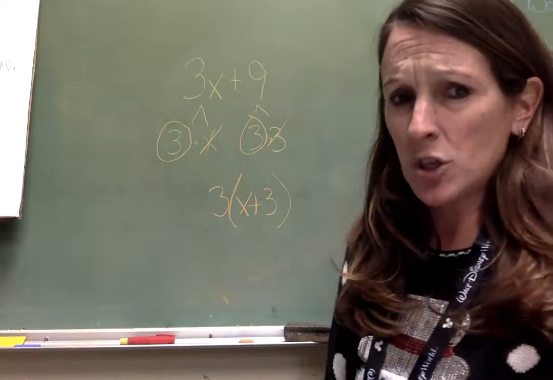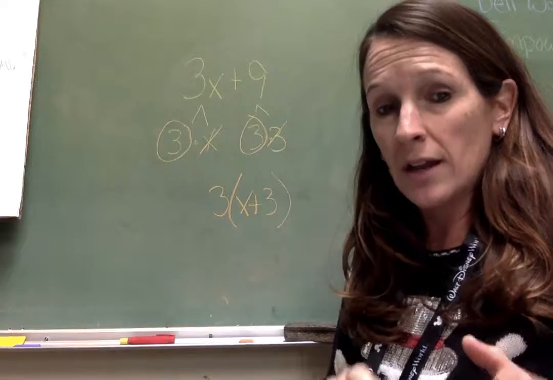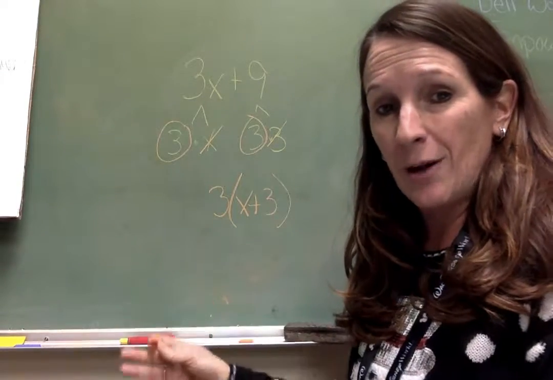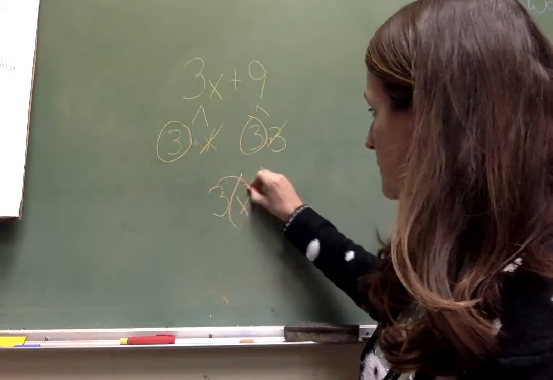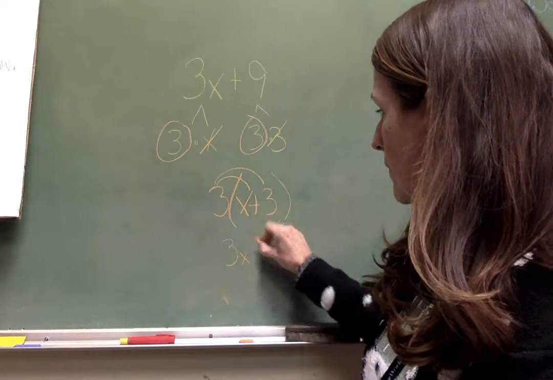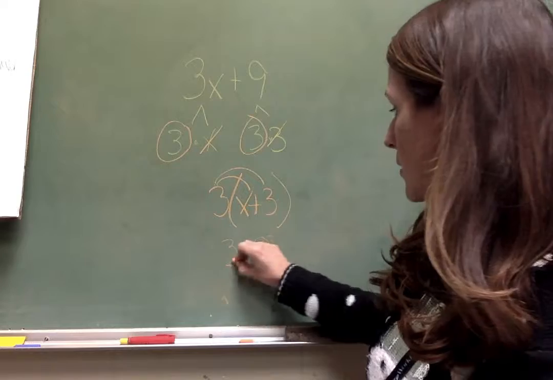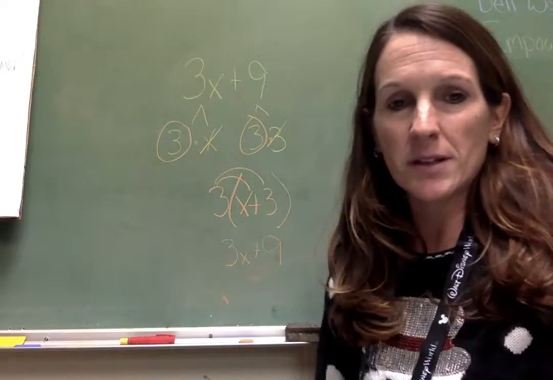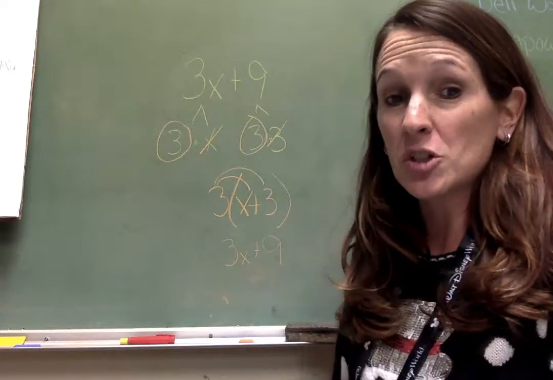Now, if you wanted to check yourself to make sure you were right, you could distribute the 3 out. Again, do the distributive property. 3 times x is 3x. 3 times 3 is 9. 3x plus 9. 3x plus 9. It's all good. Let's do another example.